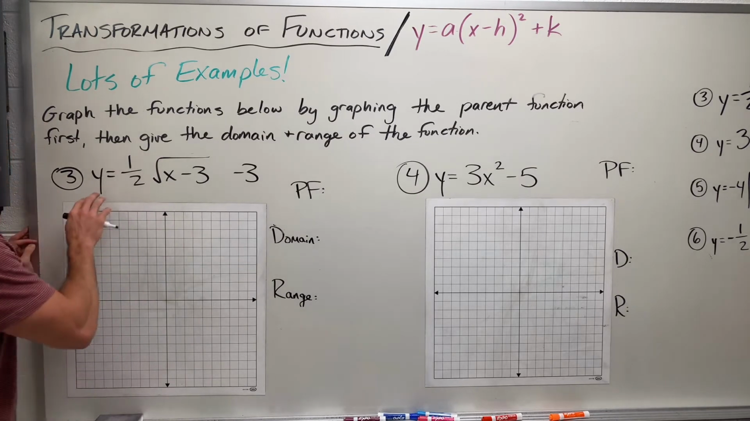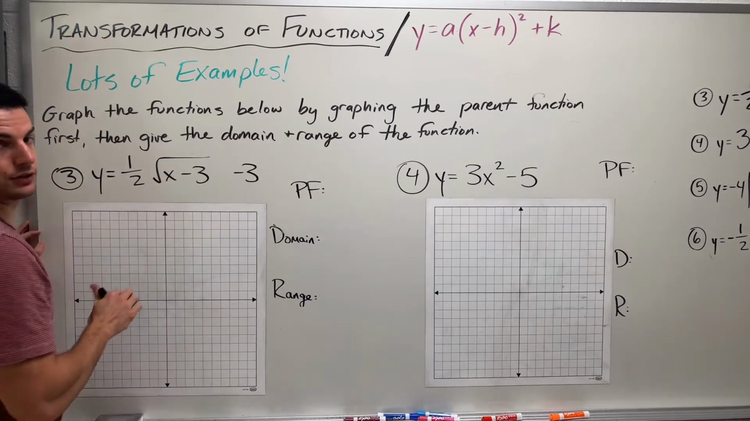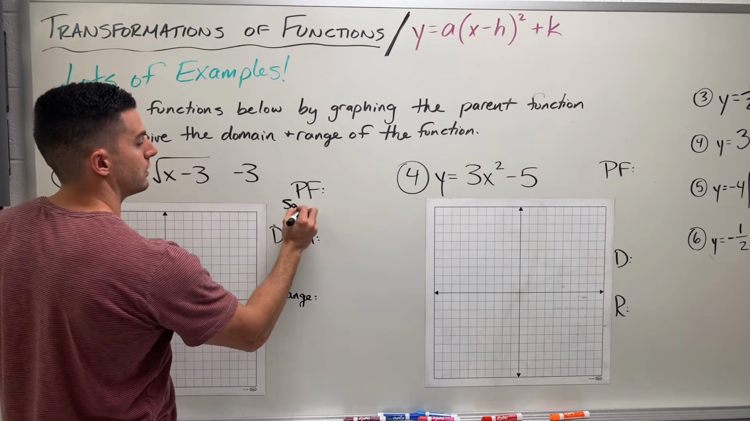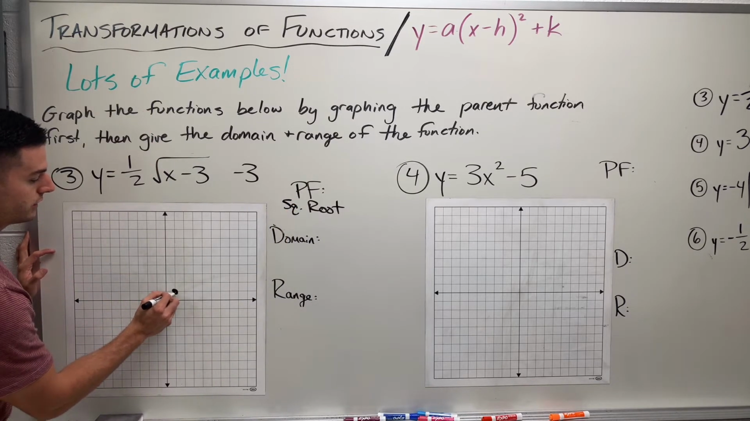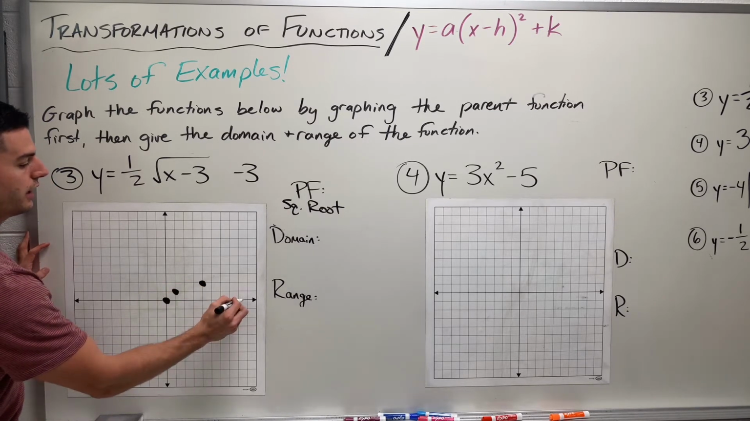Let's do them. Okay, so y equals 1/2 times the square root of x minus 3, minus 3, double minus 3. Okay, so again, same process. Square root is your parent function. So you draw the square root parent function graph on your grid here. So it's the cannonball, 0, 0, 1, 1, 4, 2, 9, 3.